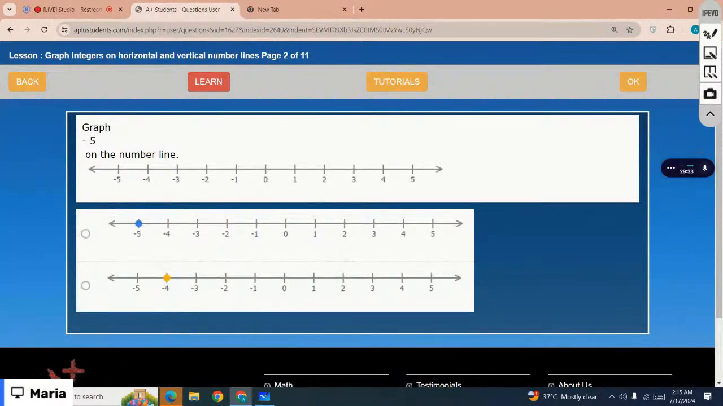Graph -5 on the number line, which is the correct option? Which is the correct option? Yes, option number 1 is the correct option. Very good.